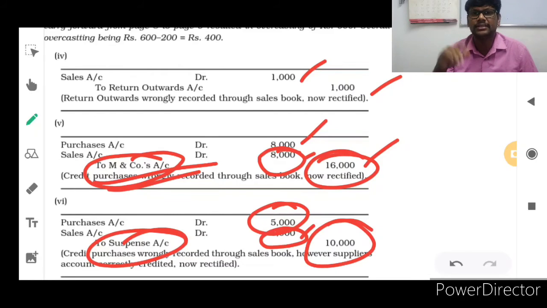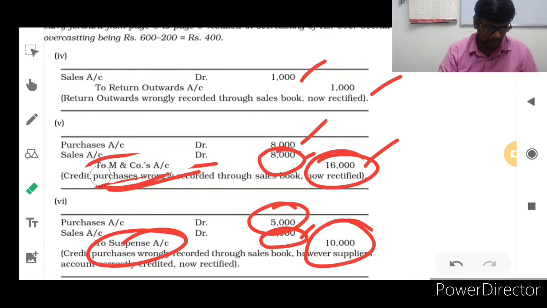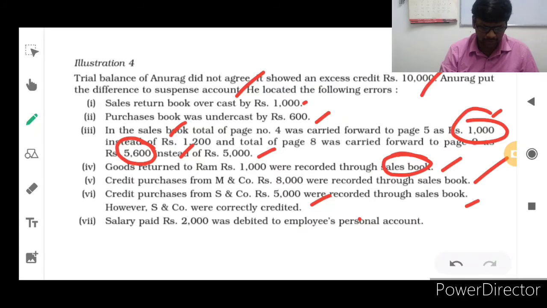Because their entries are correct over there. But here nothing is mentioned about that opposite party M and Co.'s entry. That's why we are crediting M and Co.'s account. That is 16,000. I hope you understood. Whoever knows journal entry very well. If you don't know journal entry, first learn journal entry, and only then should you come here.